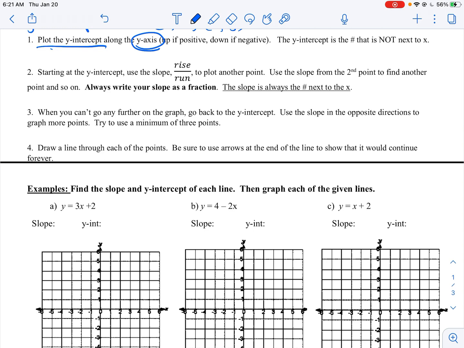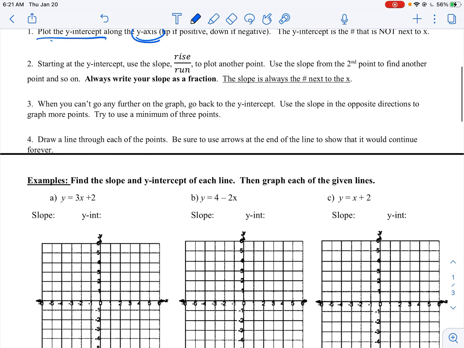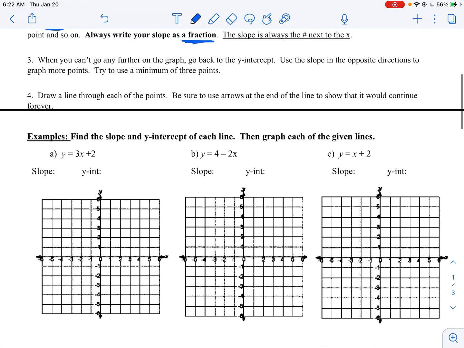That's the slope. Then, from the y-intercept, we're going to start there and do rise over run. If it's a negative, we're going to go in the negative direction. If it's a positive, we're going to go in the positive direction in order to find the second point. Now, you always want to write it as a fraction. You don't want it as a mixed number, and you don't want it as a decimal if possible.